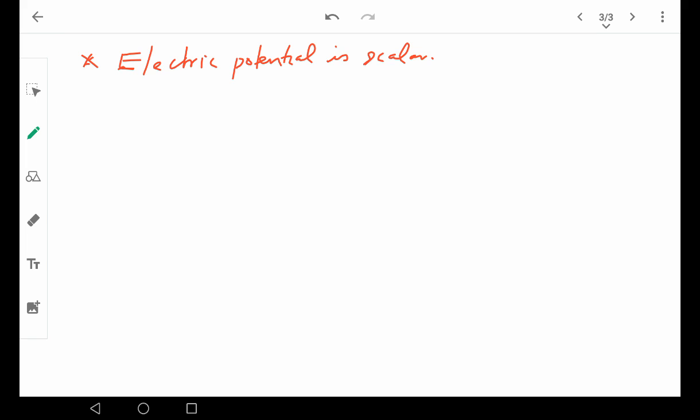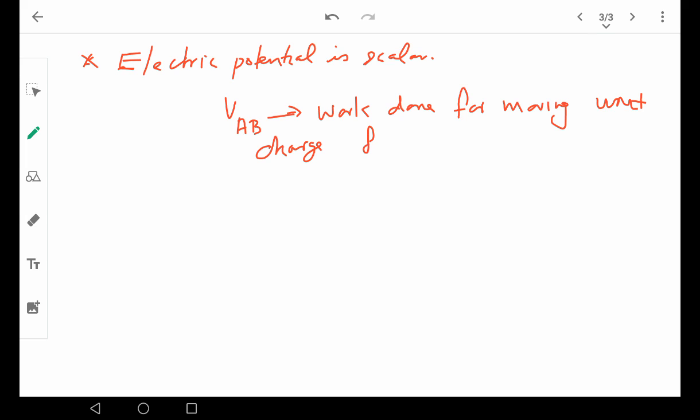There are certain other properties also. You can say that VAB is the work done for moving unit charge, that is 1 coulomb charge, from A to B.